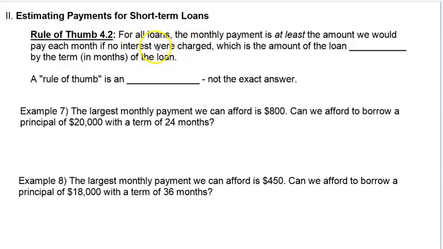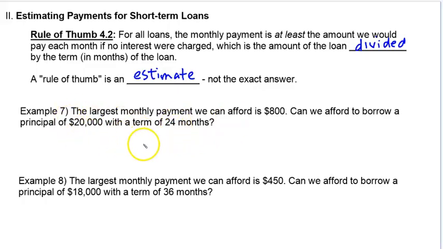Okay, let's talk about the rule of thumb 4.2. Pretty easy concept here. For all loans, the monthly payment is at least the amount we would pay each month if no interest were charged, which is the amount of the loan divided by the term of the loan. So the thing to keep in mind, a rule of thumb is an estimate. If we just want a quick number to use as a guide, then this rule of thumb is a good little tool to pull out.